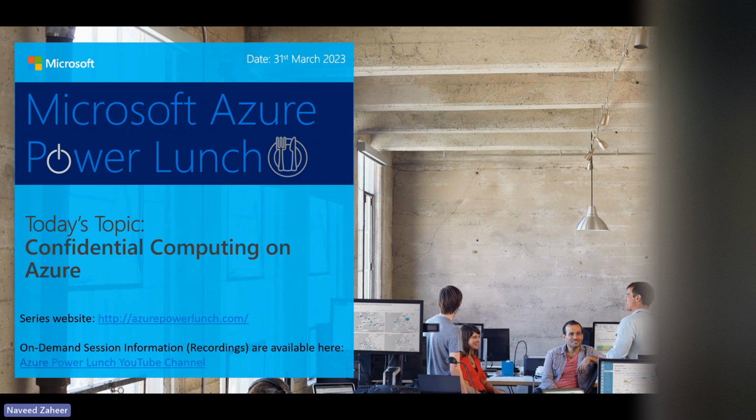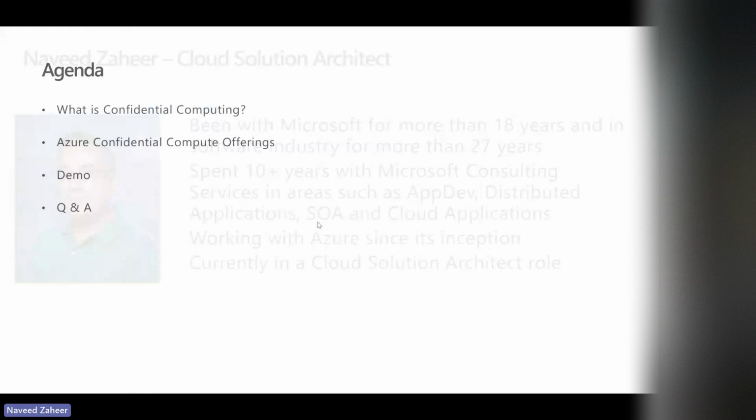So with that, we are today going to talk about confidential computing on Azure. Security is a big topic of interest, and this is very much related to security, privacy, and compliance. Here's a quick agenda. We're going to talk about confidential computing, why we need it, what gaps it fills, or what needs it addresses, and then we're going to talk about some of the Azure Confidential Compute offerings. There will be a little bit of a demo and Q&A.